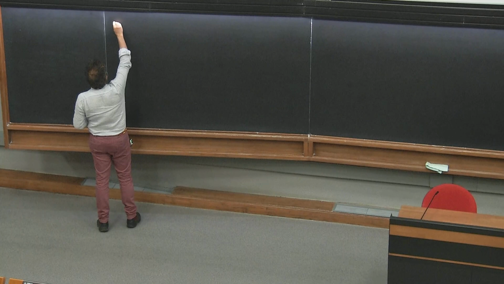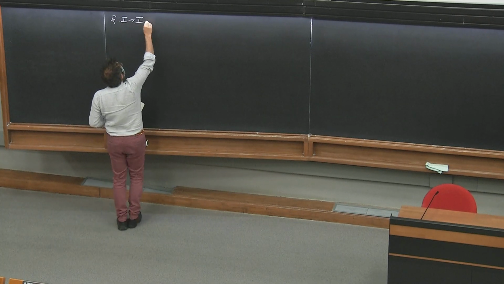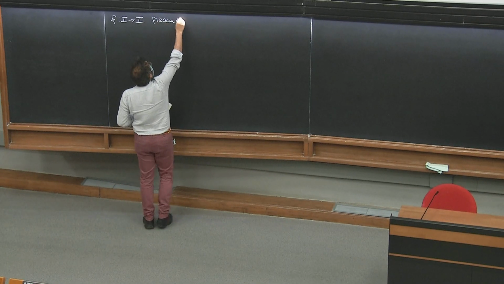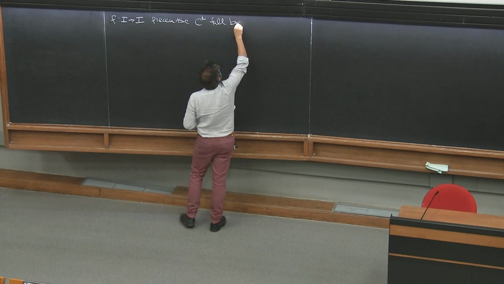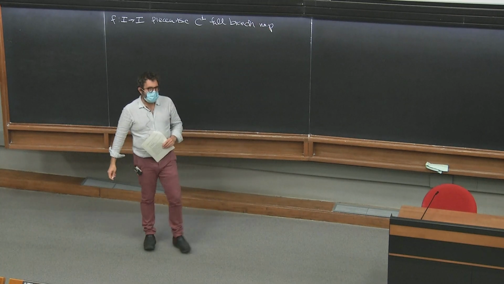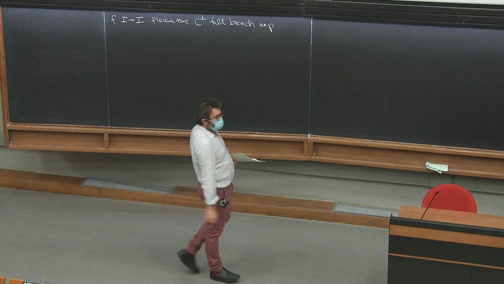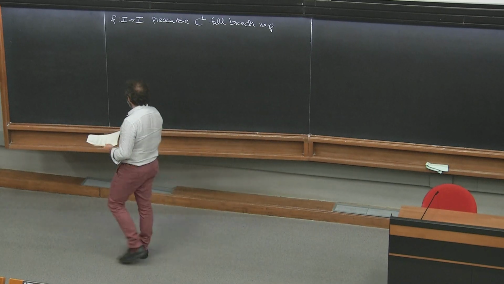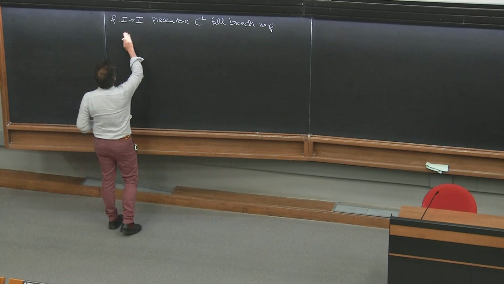So we have a full branch map, a piecewise C1 map, possibly with an infinite number of branches, like the Gauss map. You can imagine the Gauss map, but even more complicated. And so there were two. I'm going to start with the result that gives us conditions.